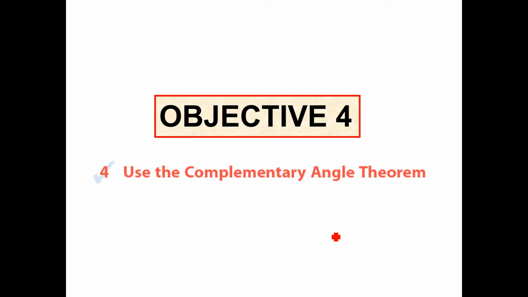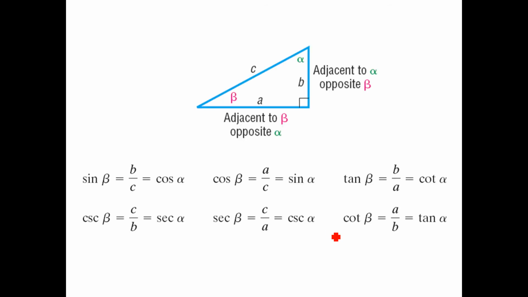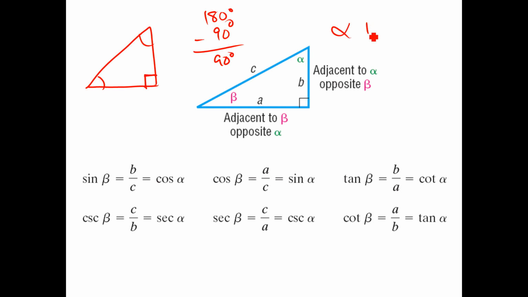Objective 4, complementary angle theorem. So, if we draw ourselves a triangle, and it's a right triangle, we know that in any given triangle there's 180 degrees. If we have a right angle, we have 90 degrees left for the other 2 angles. So those other 2 angles, call them alpha and beta, have to add up to 90 degrees.